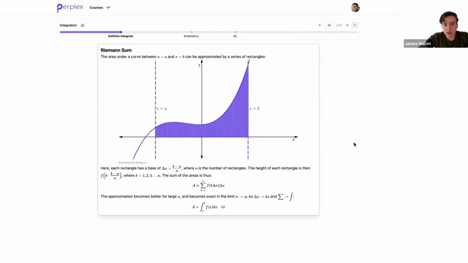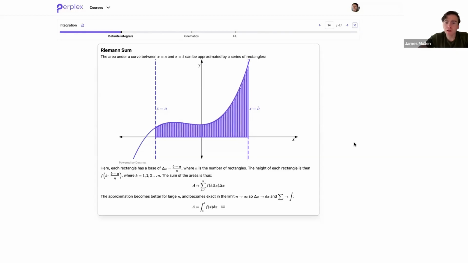So I want you to imagine in this picture that I have a function and I'm considering it between the lines x equals a and x equals b. I want you to imagine the area under that curve. And what's happening in this little animation is that a bunch of rectangles are being used to approximate the area. And the number of rectangles is changing.